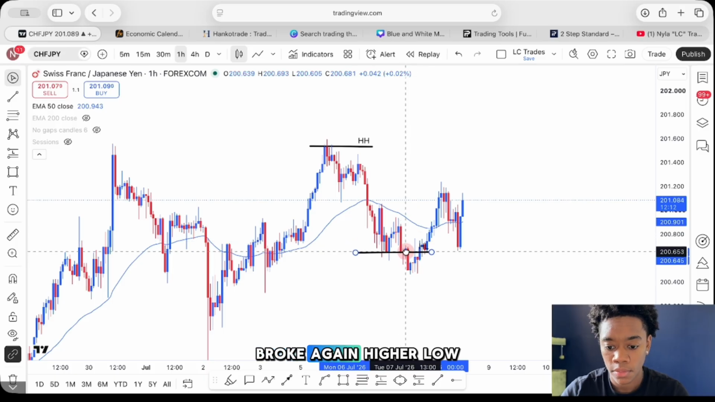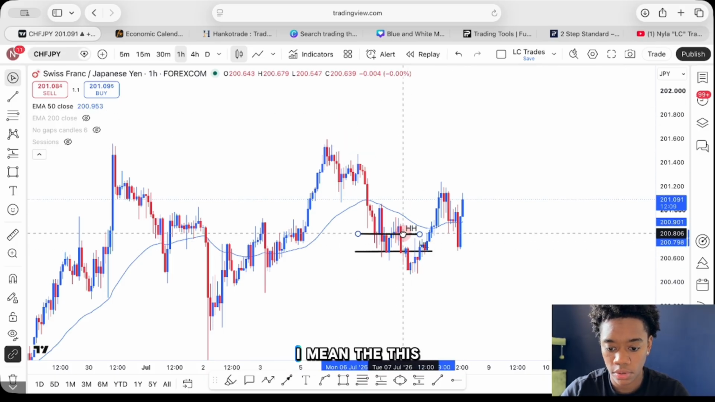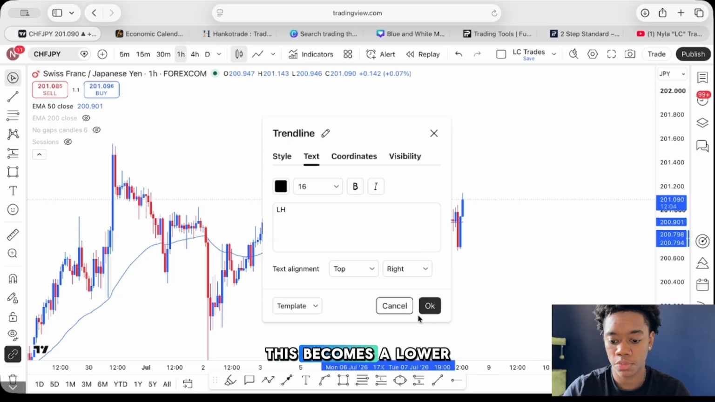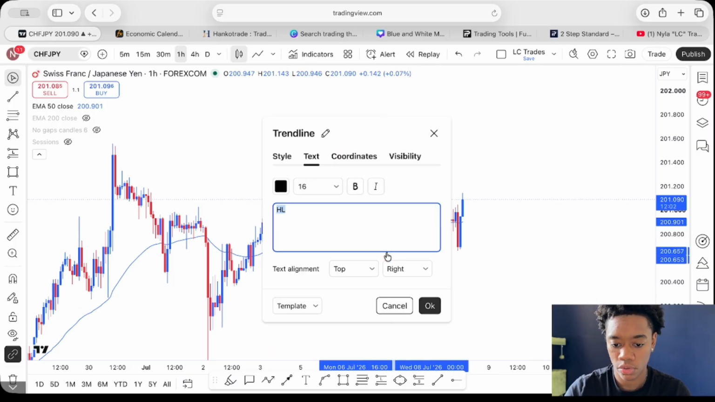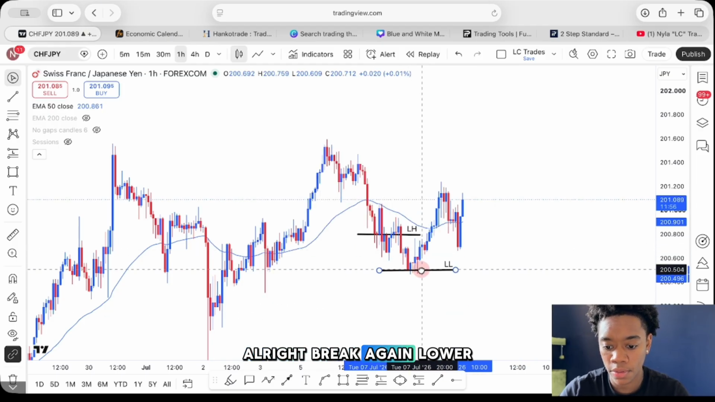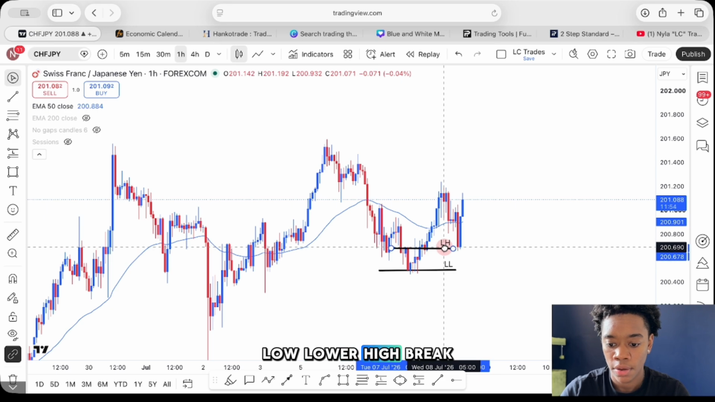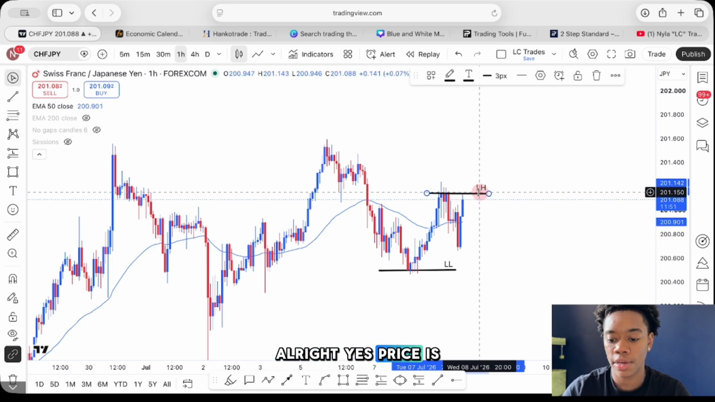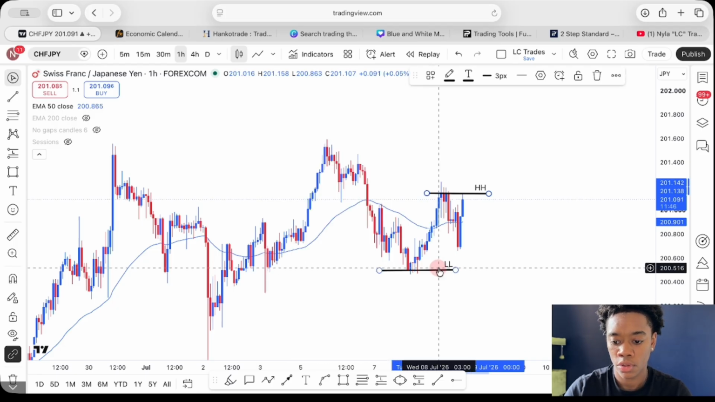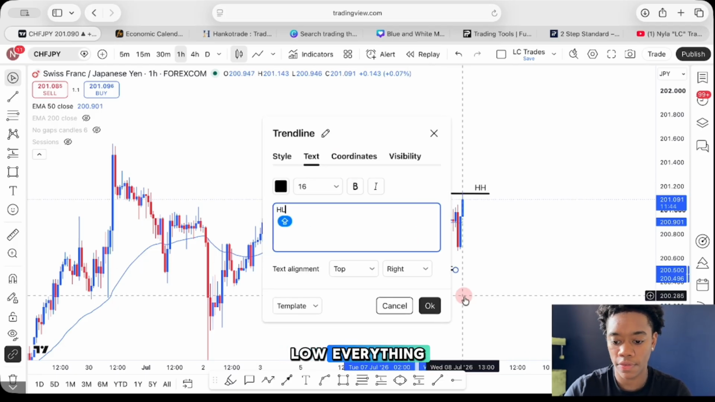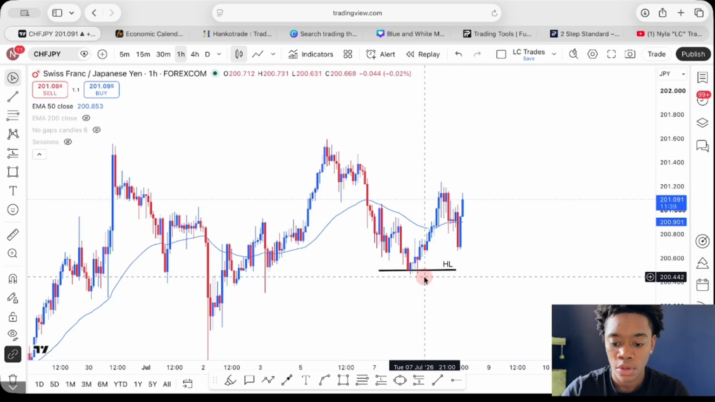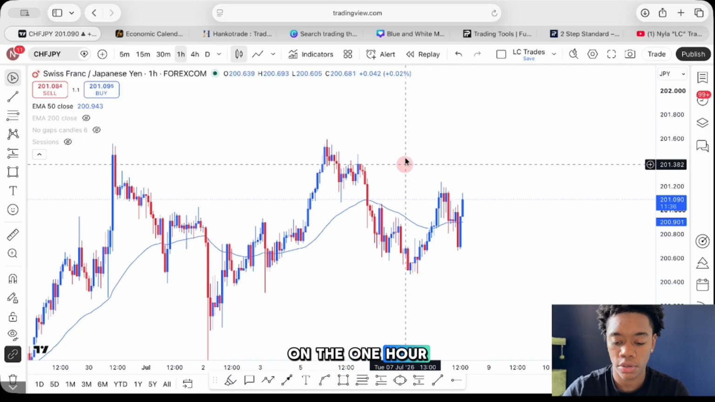Then price broke again. Higher low moves. I mean, this becomes a lower high. This becomes a lower low. All right, break again. Lower low, lower high, break again. All right, yes, price is bullish right now. That's our higher high. This is our higher low. Everything in between that's happening right now is market structure, but it looks like we're making a new higher high soon. But cool. So we're bullish on the 1 hour.